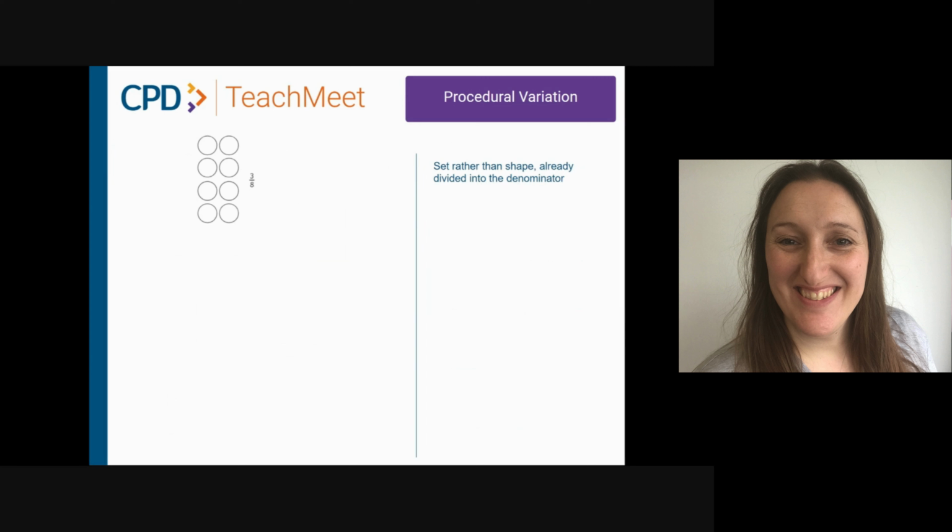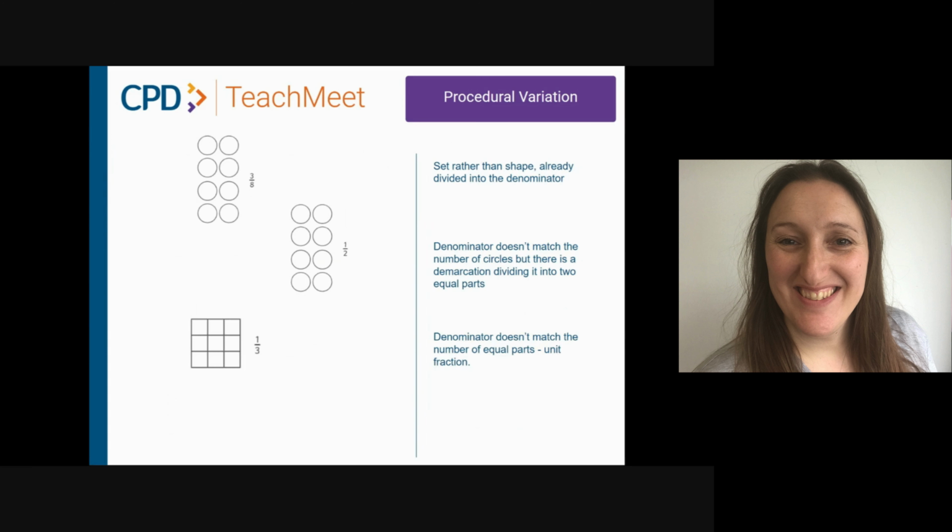And then we're moving on to the set again. So we've got the set rather than the shape. We've got the denominator that's given, the denominator that's slightly different. There's no necessarily showing them where that demarcation is. Then we've got a denominator that doesn't match the equal parts.